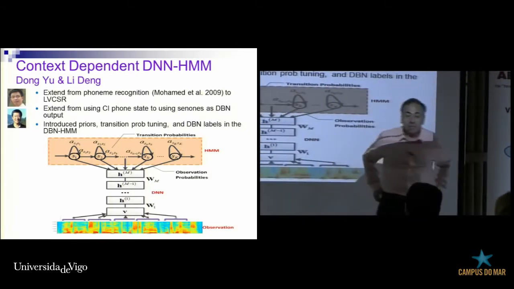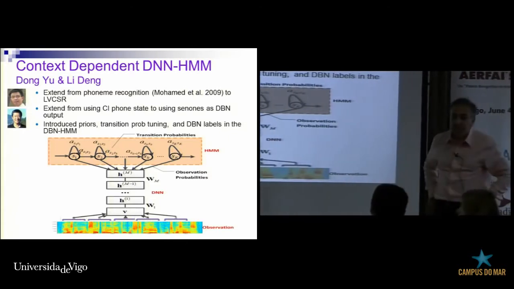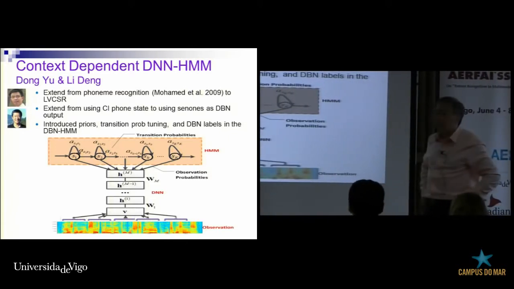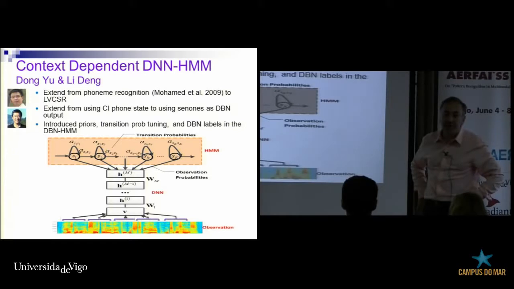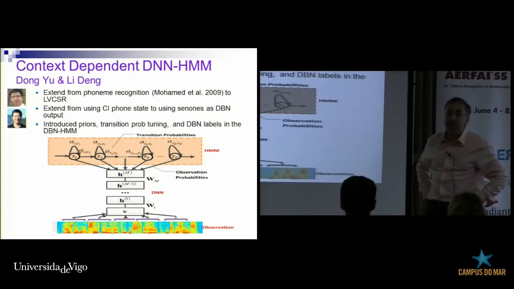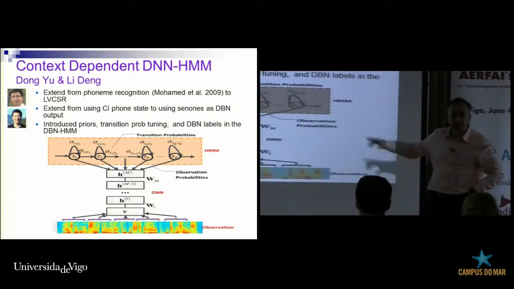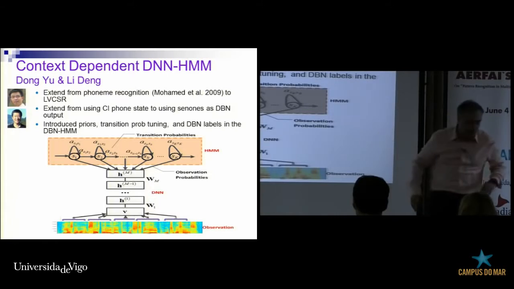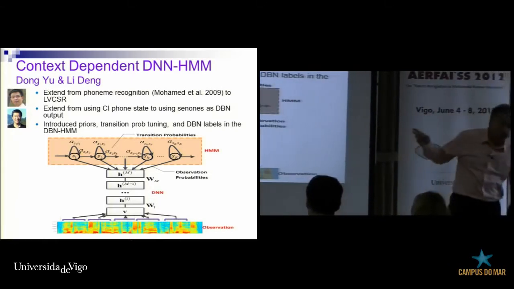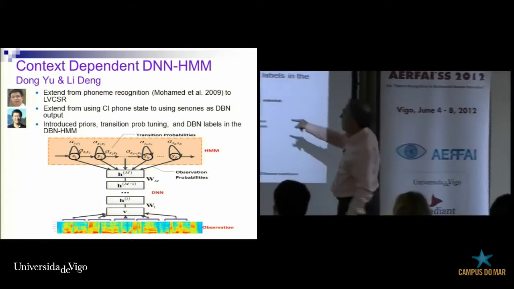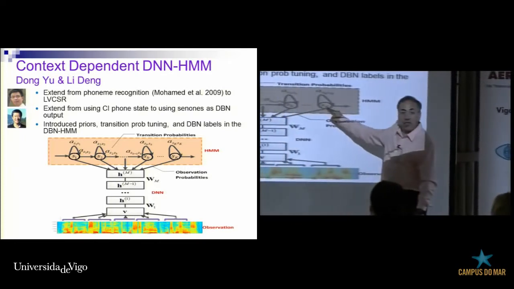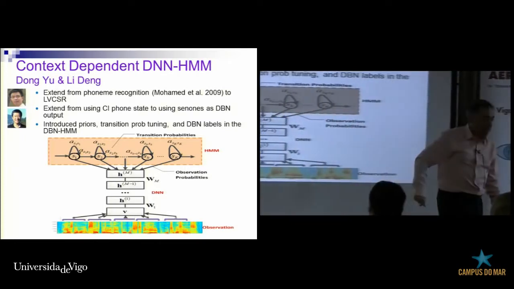Yes? Sorry, it's the same DBN and DNN? Yes, I just prefer to use DNN so as not to confuse it with the deep belief networks. But yeah, basically it's the same. By the way, any more questions? We'll have a chance after I finish this to go for more questions. So this is the high-level idea. Replace the Gaussian mixture for the output distribution of the HMM by a deep neural network.